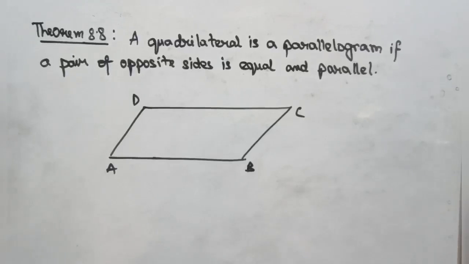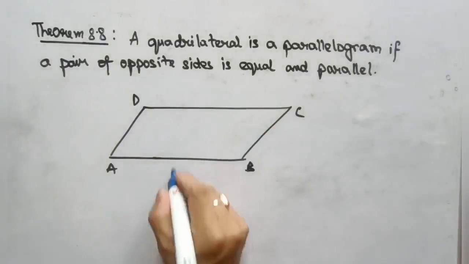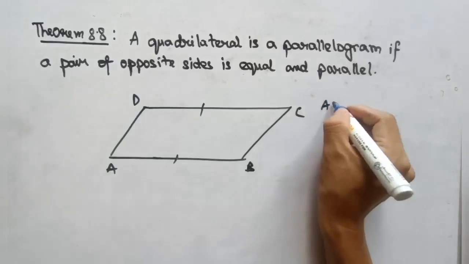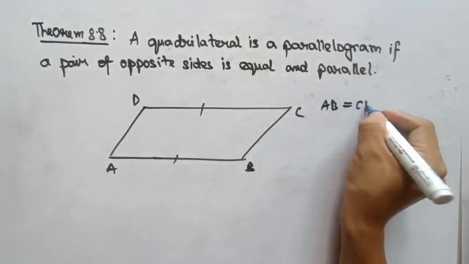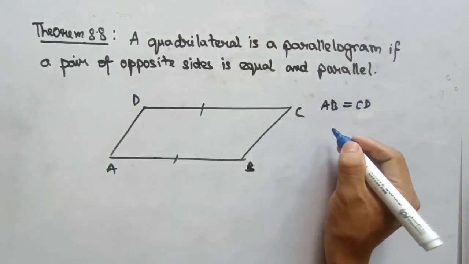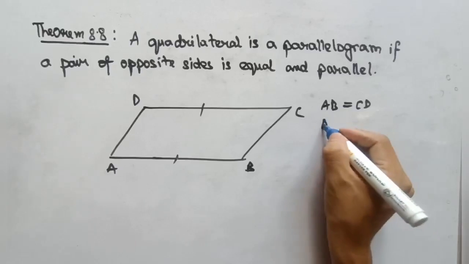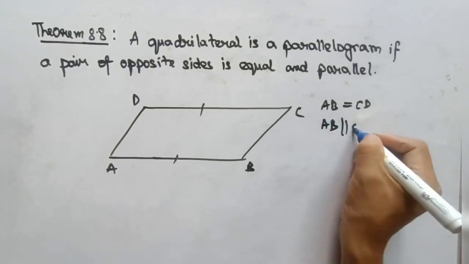Next, theorem 8.8. A quadrilateral is a parallelogram if a pair of opposite sides is equal and parallel. Suppose ABCD is a quadrilateral in which side AB is equal to side CD and at the same time AB is parallel to CD, then the given quadrilateral is a parallelogram.